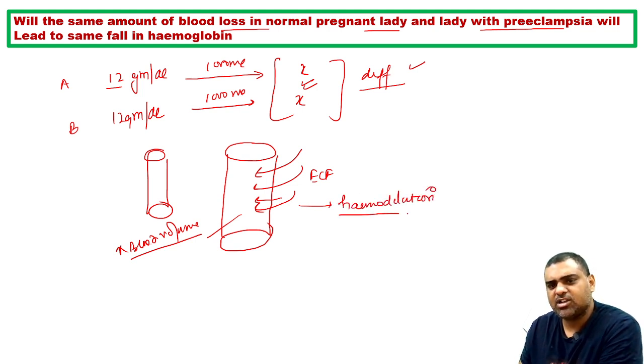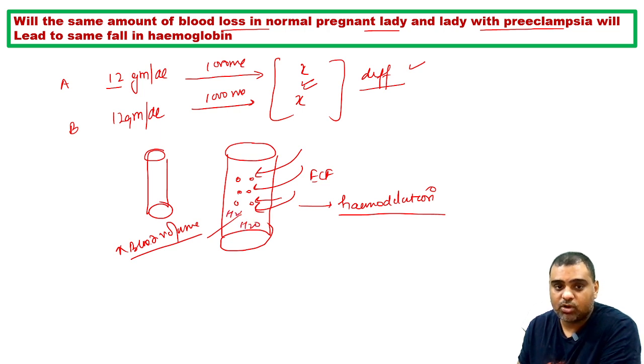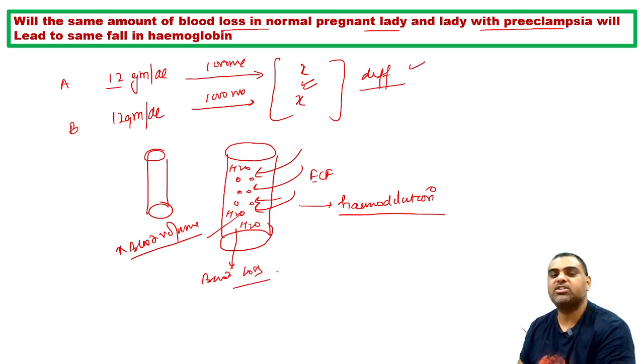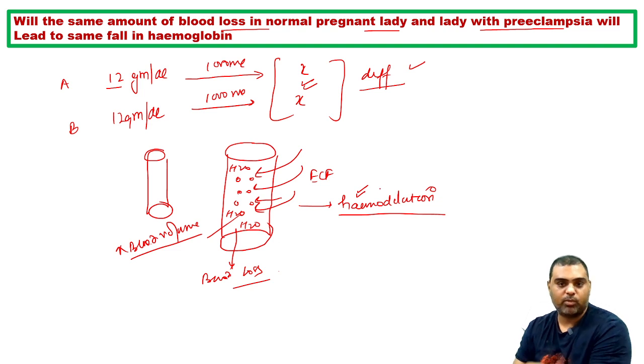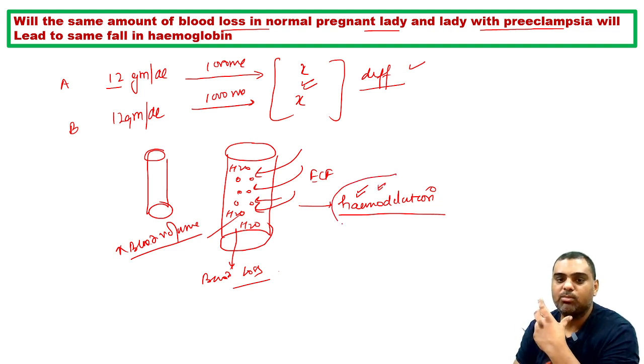And why has nature provided you with this hemodilution? If this is the RBC, there is also more water along with it. So when there is blood loss during PPH, or during a normal vaginal delivery, less and less of the RBC is lost and more of the other components are lost. That is the reason why nature has provided the pregnant lady with hemodilution.